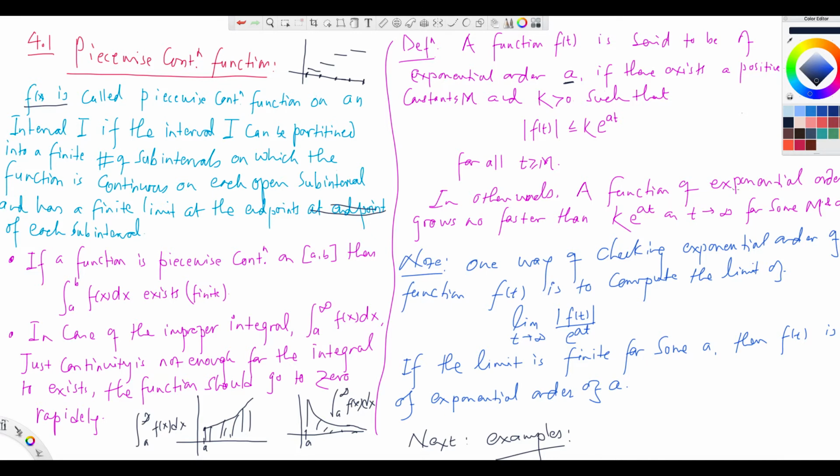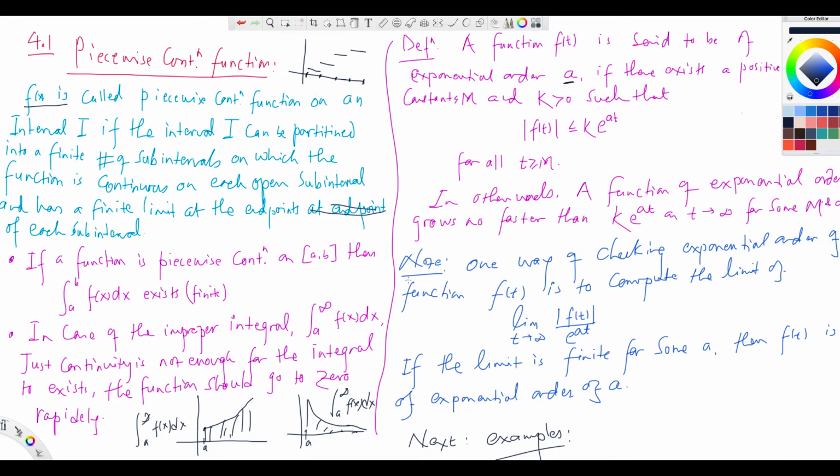In other words, a function of exponential order grows no faster than K times e to the at as t tends to infinity. For big time points, after the M-th time point, all the values of the function must be less than or equal to, or bounded by, K times e to the a times t for t greater than or equal to M. When t tends to infinity, the function must be smaller than or equal to K times e to the at. In that case, we call f(t) a function of exponential order a.